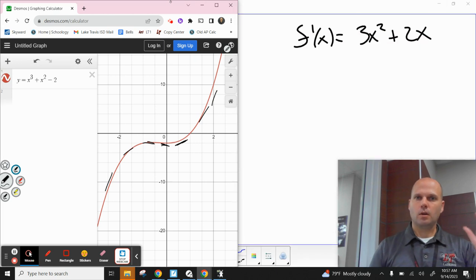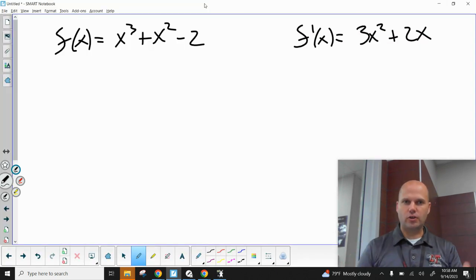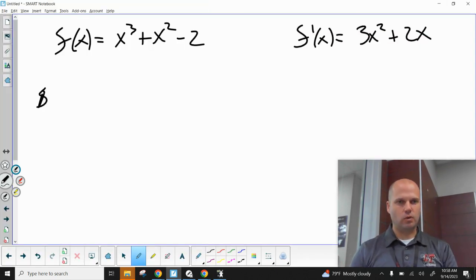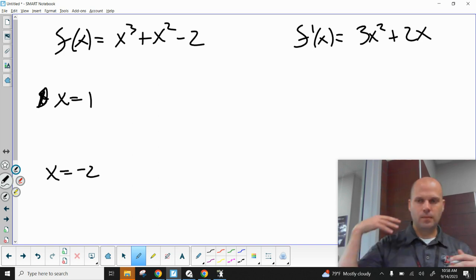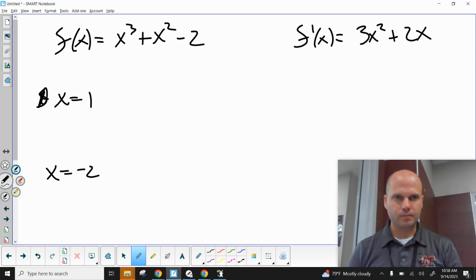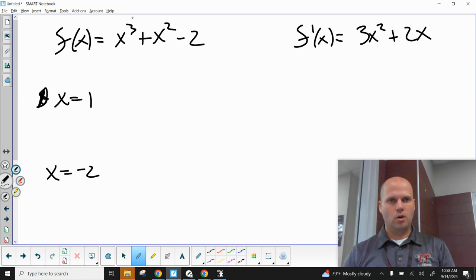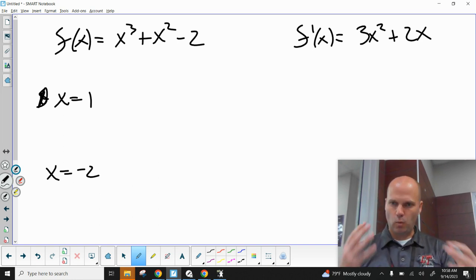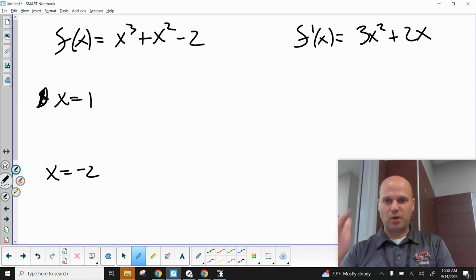Cool. Now that we've seen the graph, understand how to use it. Let's use x equals 1 and x equals negative 2 this time. I'm telling you to use all the equations, but I'm not going to go into them. And remember, plug in x's into f, you get y's. Plug in x's into f prime, you get m's.